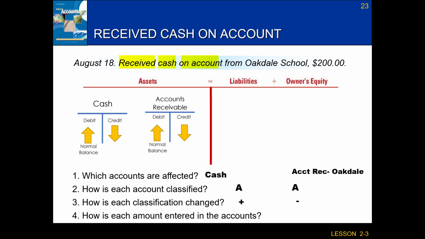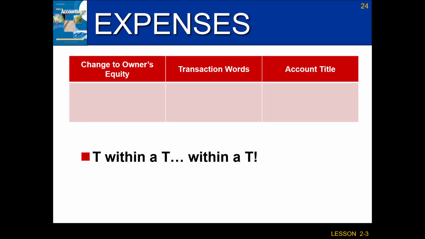So now I'm entering this amount in the account. So cash increasing is a debit and accounts receivable decreasing is a credit. Debits equal credits, and I'm good.